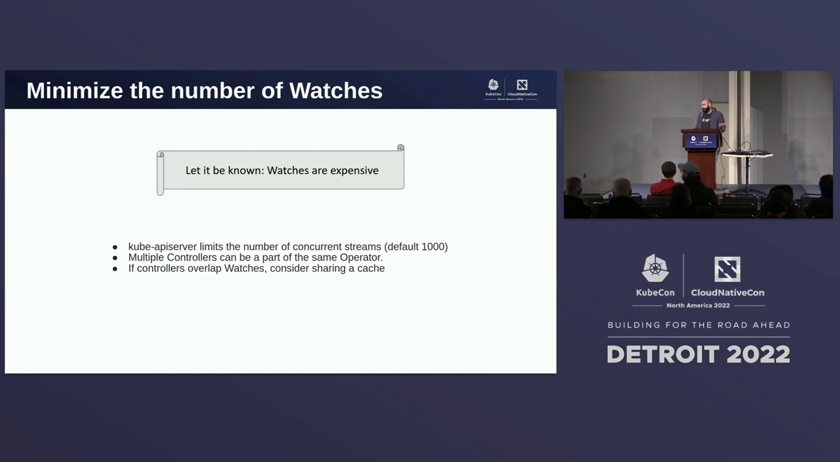So how do you avoid this? Well, if you've got some very tightly coupled operators, maybe they don't need to be two operators. If you've got two control loops that are watching the same objects, consider putting them into the same operator so that they can share a cache. That cache will emit a watch to the API server, and any of the extra performance cost is going to be between your operator and that cache.